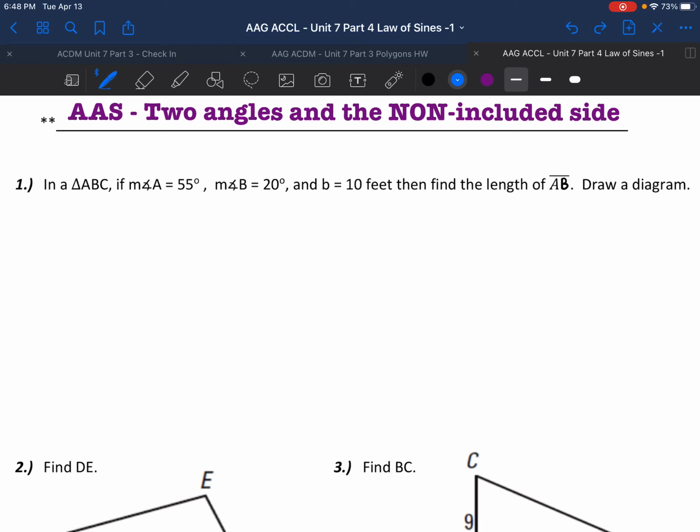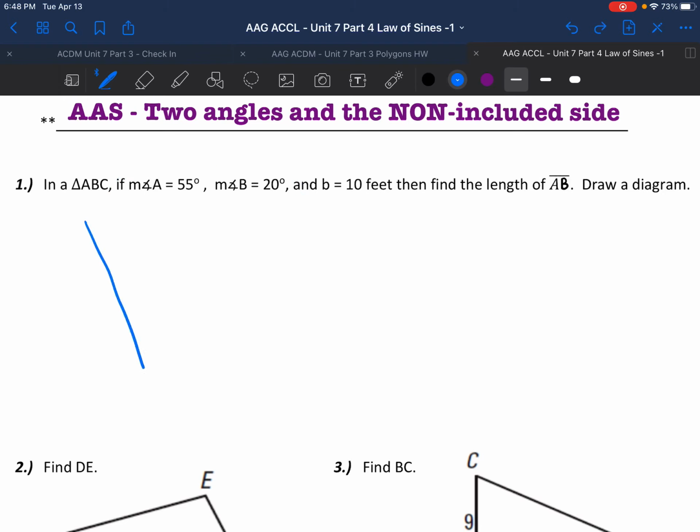In some triangle ABC, if the measure of angle A is 55 degrees and the measure of angle B is 20 degrees and lowercase b is 10 feet, then find the length of side AB. All right, so we have to draw a diagram here. First thing I'm going to notice is they gave us two angles, which means we can find the third, right? Angle A is 55 plus 20 degrees is 75 degrees. So that means the missing angle C is going to have to be 105 degrees.